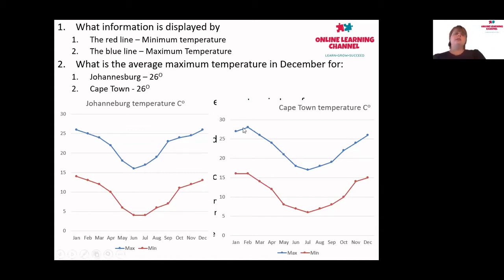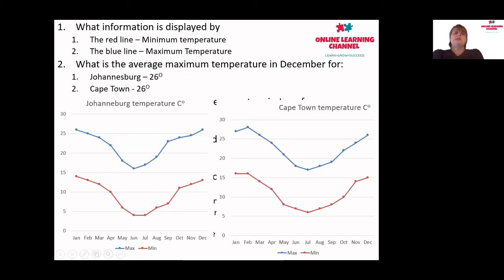What else can you see? You can see that Cape Town has the warmest month in February, where Johannesburg's warmest months are January and December. What else can you see? You can see that July is the coldest month in Cape Town, where June is the coldest month in Johannesburg. What else can we see?